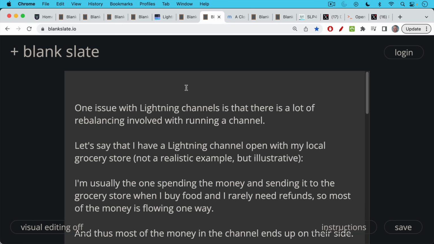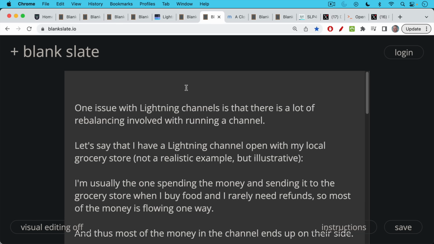Now, one issue with Lightning channels, and here's where splicing is about to enter, is that there's a lot of rebalancing involved with running a channel. So to demonstrate this, let's say that I have a Lightning channel open with my local grocery store. This is not a realistic example, but it will help to illustrate it.